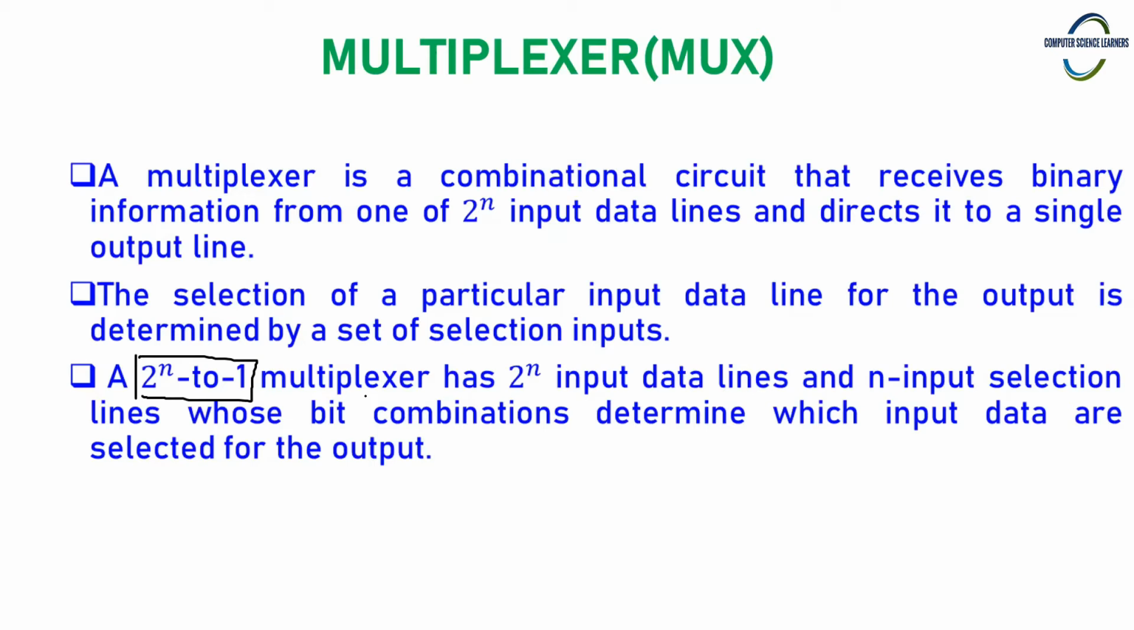So we may have 2 cross 1 multiplexer, 4 cross 1 multiplexer, 8 cross 1 multiplexer, and so on. Everything will be in the power of 2. There are 2 raised to the power n input data lines, directed to a single output, and the total number of selection lines will be n.